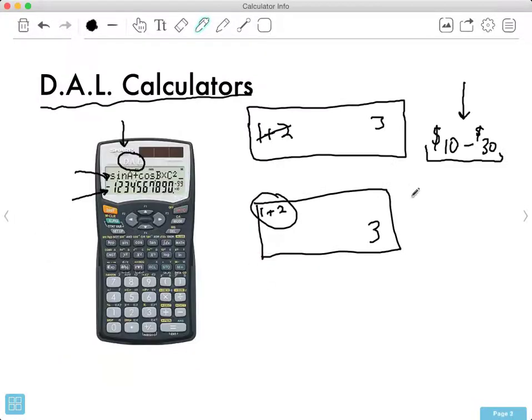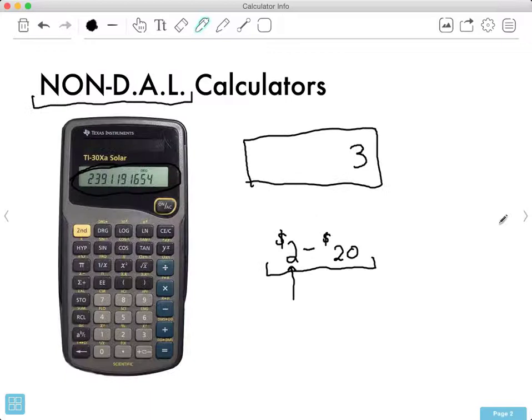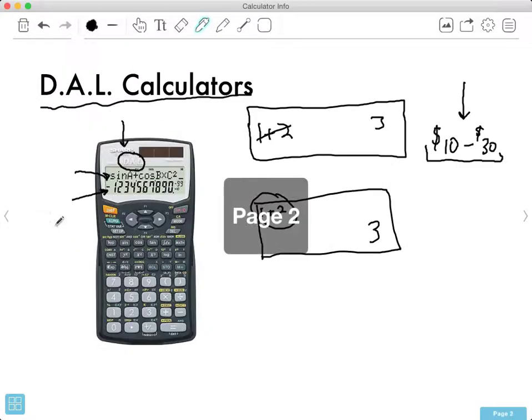Regardless of whether you're choosing DAL or non-DAL, you have to make sure, if you're taking high school math, that you've selected a scientific calculator. One of the ways you can tell is if it has buttons on it that say sine, cos, and tan. That's pretty much a dead giveaway that it's a scientific calculator.